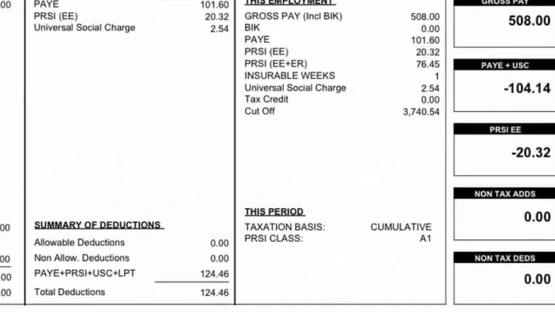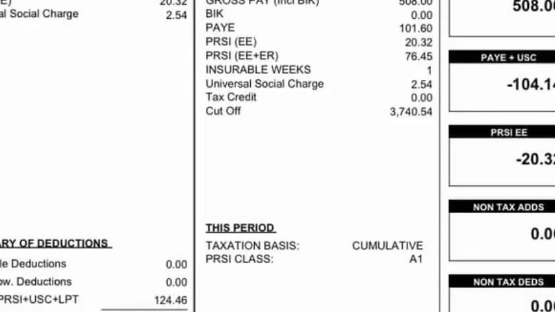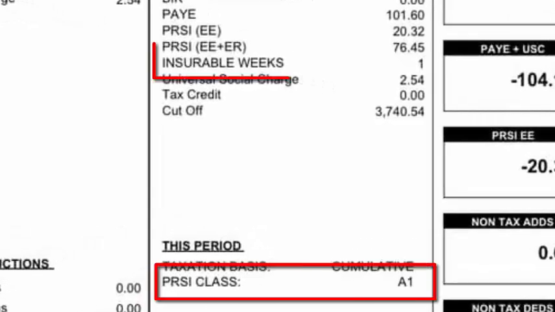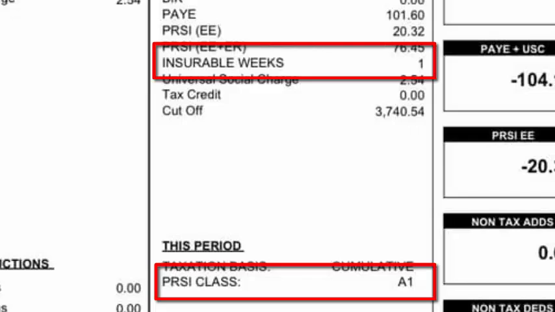Number of insurable weeks. Insurable weeks are the number of weeks that your employment is liable for PRSI, social insurance contributions, for the pay period in question.